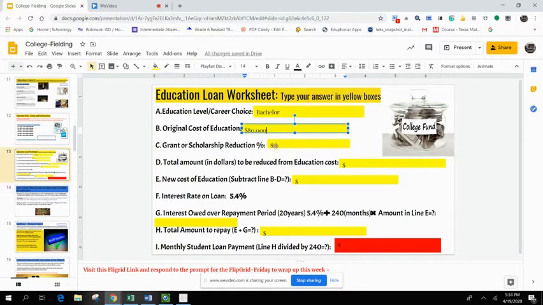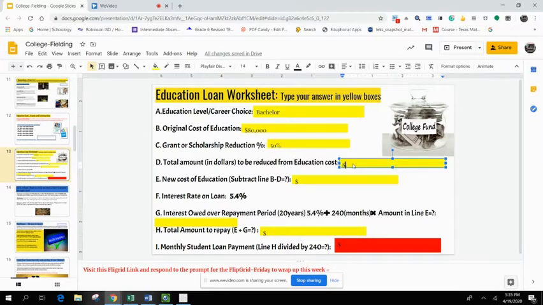Okay, so next you go to your percentage off. Remember, we said that the percentage off, look here, that dollar sign, was 50%. I'm making it easy for today's example. So the next line tells us how much is reduced from the cost.